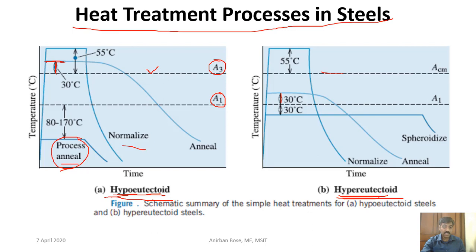For the hypereutectoid steel, spheroidizing is possible, and that temperature is 30 degrees centigrade below the lower critical temperature. Okay, so spheroidizing is not done in the hypoeutectoid steel generally. It is done in the hypereutectoid steel, at 30 degrees centigrade below the lower critical temperature, and the process annealing is generally done for very low carbon steels. That is not done in case of hypereutectoid steel. Generally the carbon percentage is less than 0.2%. In those cases, process annealing is done, and the temperature range is 80 to 170 degrees centigrade below the lower critical temperature.